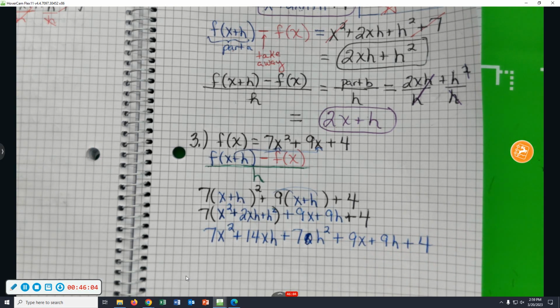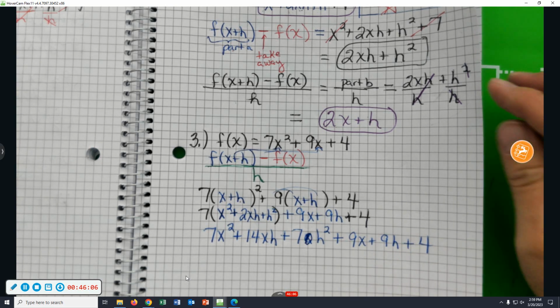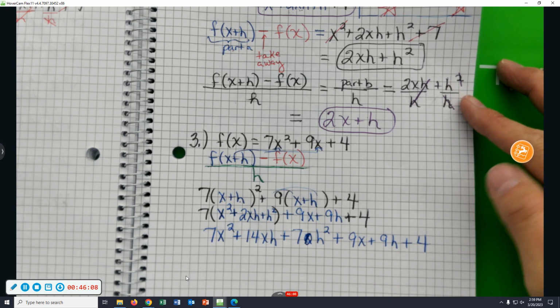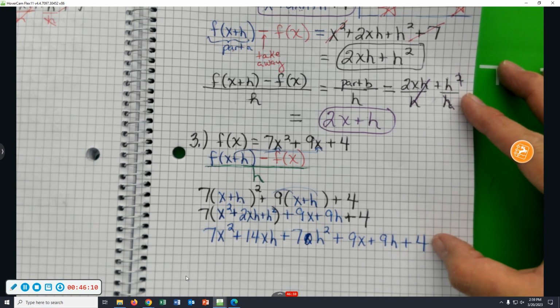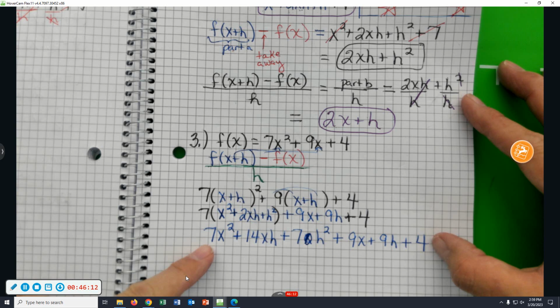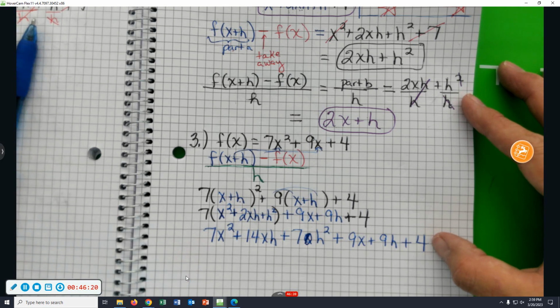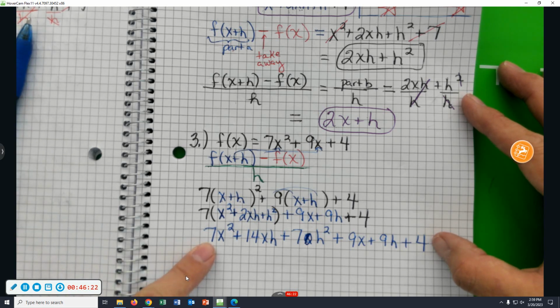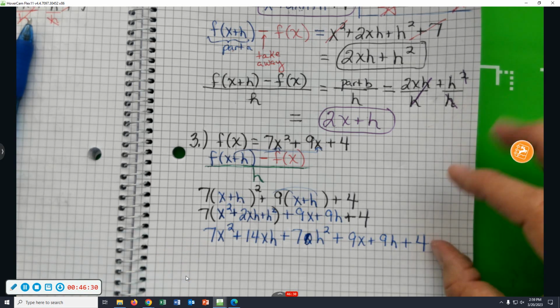The reason it's not broken up into 3 parts is it would take you a lot longer, because you'd have to type all of this in. So it's actually a good thing it isn't broken up into part A, part B, part C. Any questions on the 7x squared plus 14xh plus 7h squared plus 9x plus 9h plus 4? It's all downhill from here.